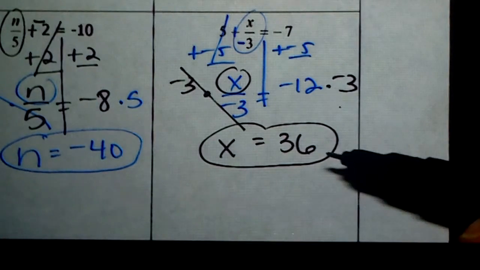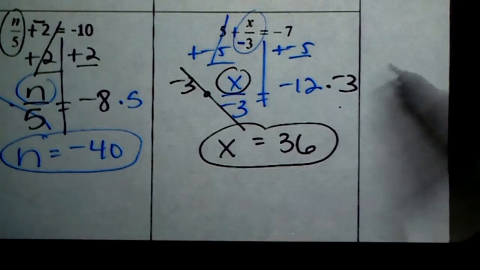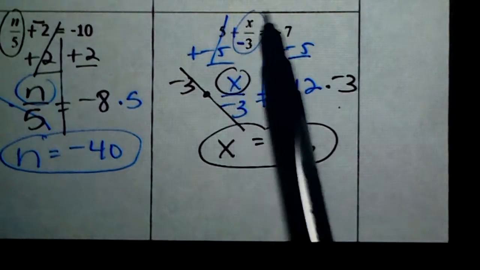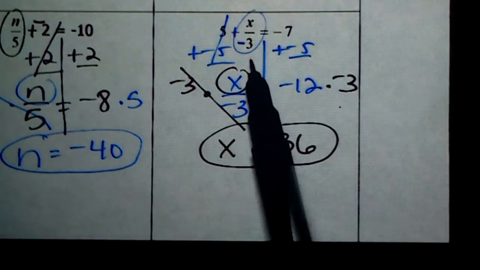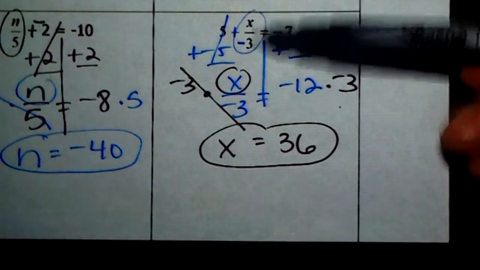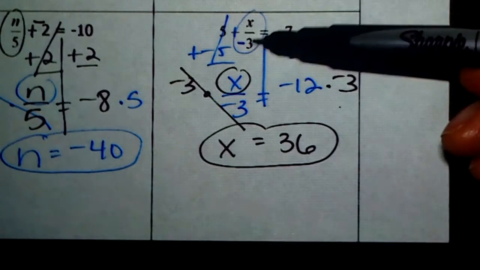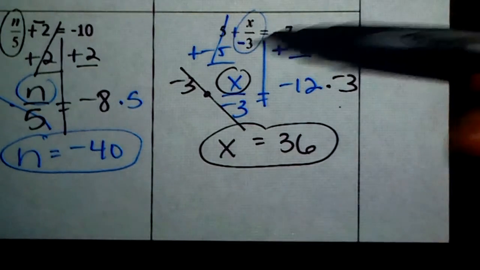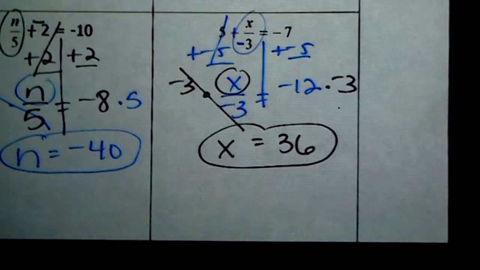Your calculator knows order of operations. If you're using your calculator, you would just type in 5 plus 36 divided by negative 3. Or if you're using your brain, you would say 36 divided by negative 3 is negative 12, and 5 plus negative 12 is negative 7. It is right. Alright, next.